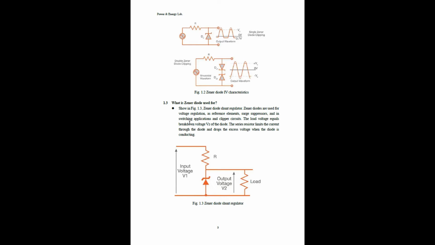What is a Zener diode used for? Shown in Fig. 1.3 is a Zener diode shunt regulator. Zener diodes are used for voltage regulation, as reference elements, surge suppressors, and in switching applications and clipper circuits. The load voltage equals the breakdown voltage Vz of the diode. The series resistor limits the current through the diode and drops the excess voltage when the diode is conducting.